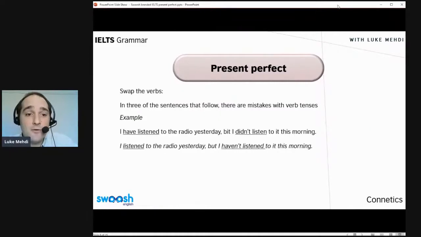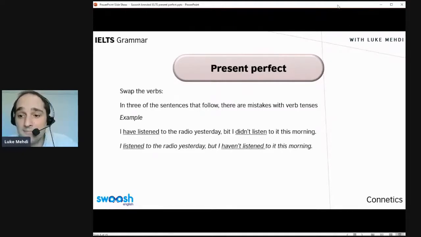So here's our example. I have listened to the radio yesterday, but I didn't listen to it this morning. Obviously, yesterday is a time in the past that's finished. I didn't listen to it this morning. Maybe it's still the morning and you haven't listened to the radio. So, for example, I listened to the radio yesterday, but I haven't listened to it this morning.